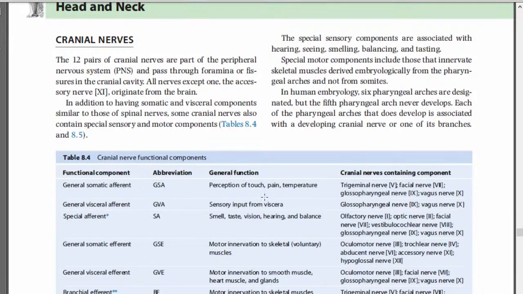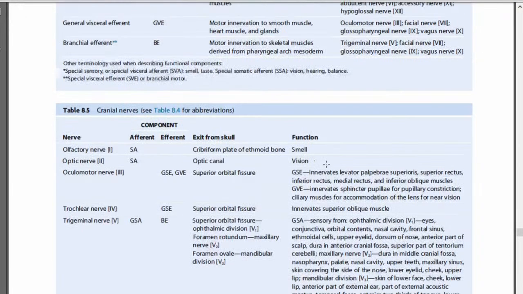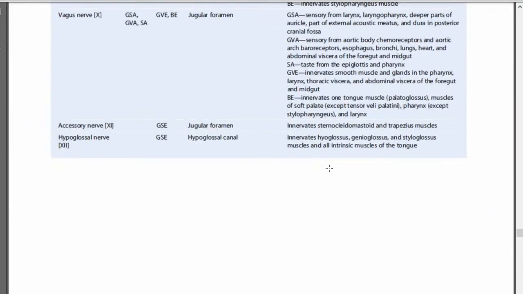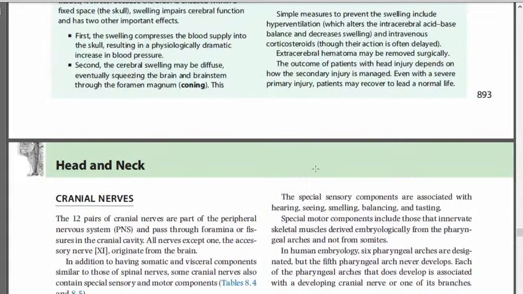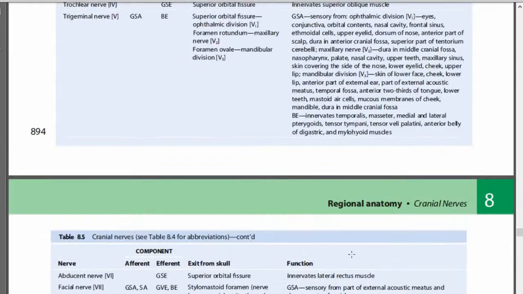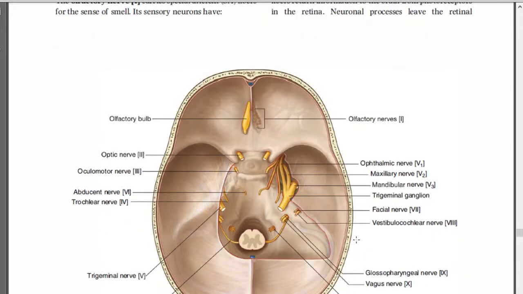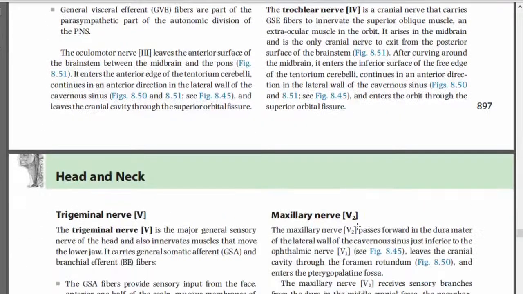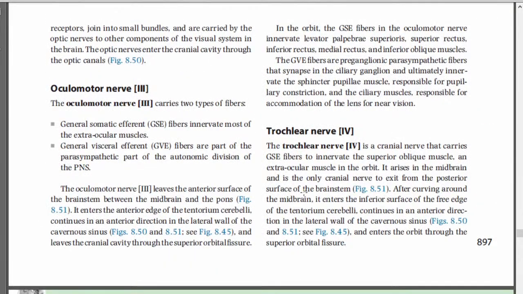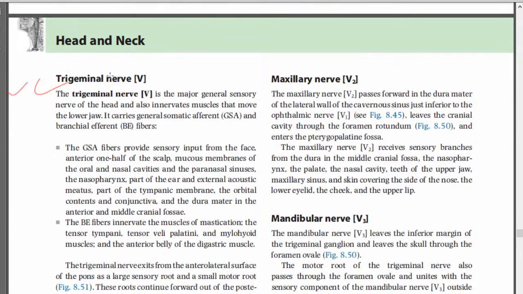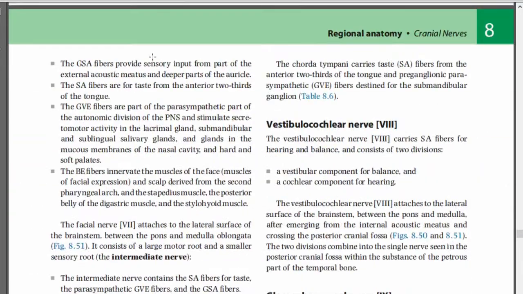Okay, cranial nerves. This is very important for me. This is very difficult for me, but today we'll be studying the cranial nerves. I'll be remembering all the cranial nerves with this figure, I think I could do this. Okay, oculomotor nerve, trochlear nerve. It is not given properly.